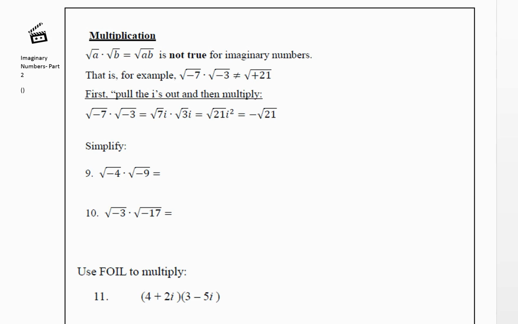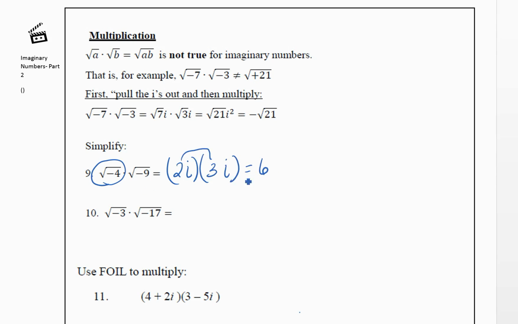Okay, so let's look at the square root of -4 times the square root of -9. Well, first we would look at the square root of -4. The negative is going to become an i, and the square root of 4 is 2. So that's 2i. And then the square root of -9, the negative becomes an i, and the square root of 9 is 3. Well, now we want to multiply the 2 and the 3, which gives us 6.